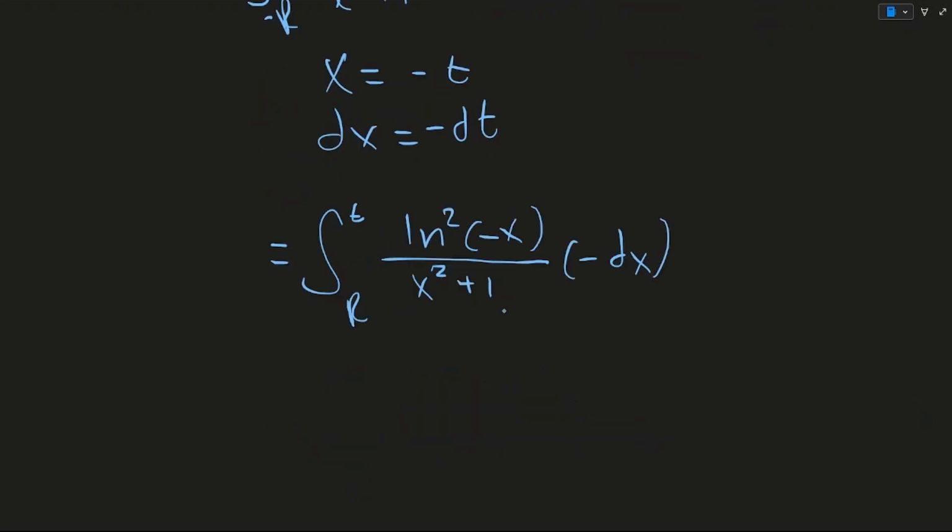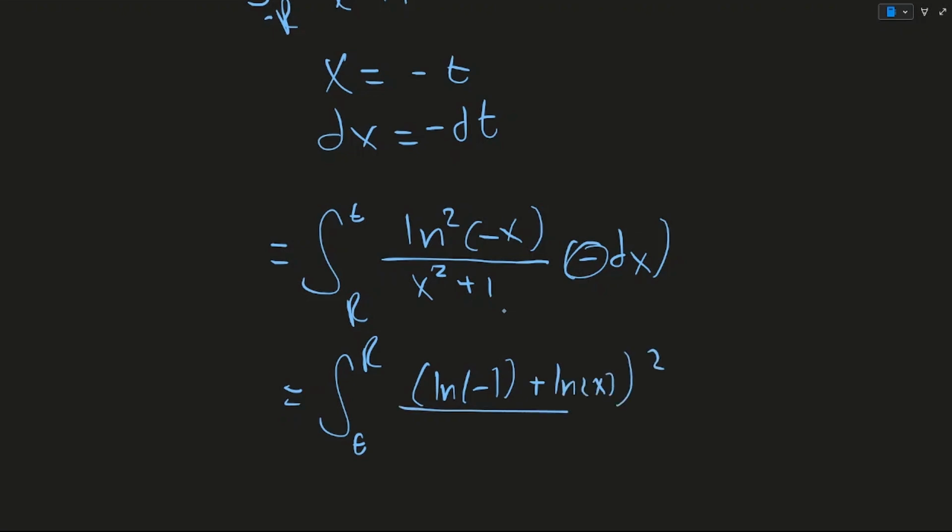And so we notice that we can flip the bounds using this negative here. So this becomes the integral from epsilon to r of ln squared of negative x, which can also be rewritten as ln of negative 1 plus ln of x, squared, over x squared plus 1 dx.